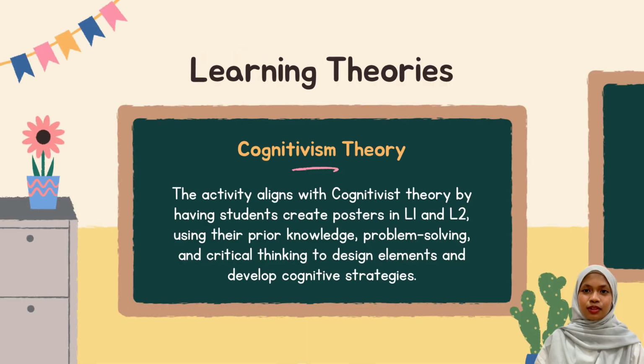So what are the learning theories that can be applied in this activity? We have found two learning theories, which are the cognitivist and sociocultural learning theory. We will first start with the cognitivist theory. This activity is related to one of the key principles of this theory, which is that students are able to construct their own understanding based on their prior knowledge and experiences.